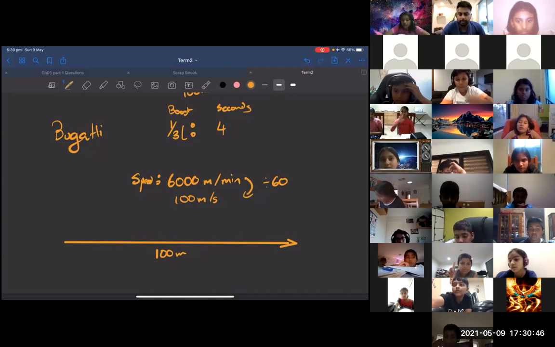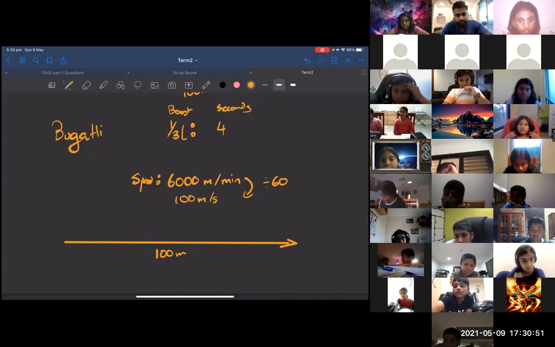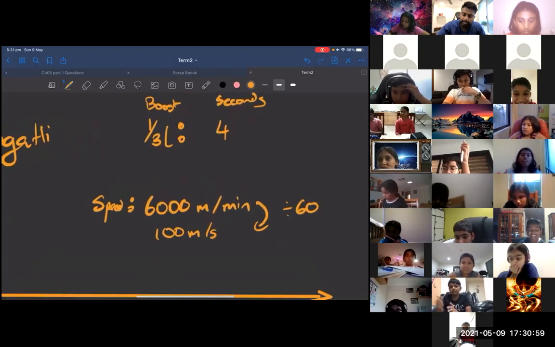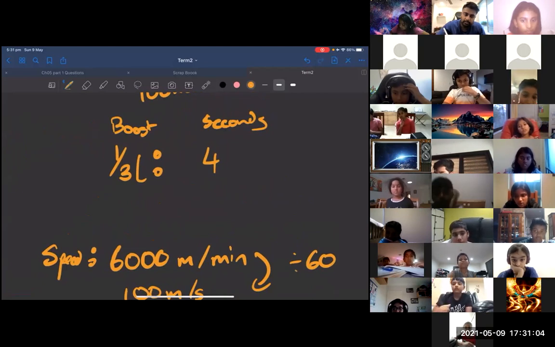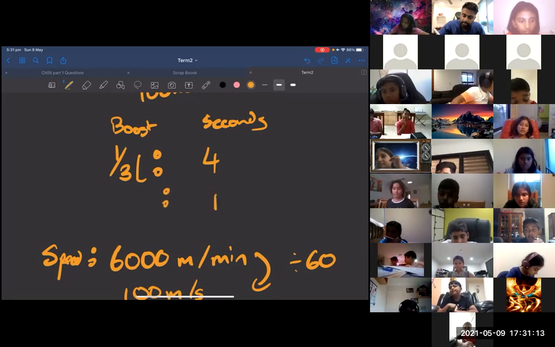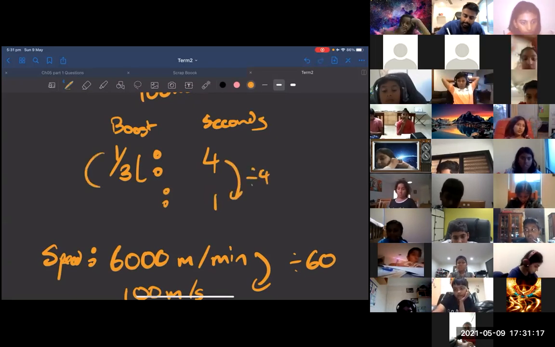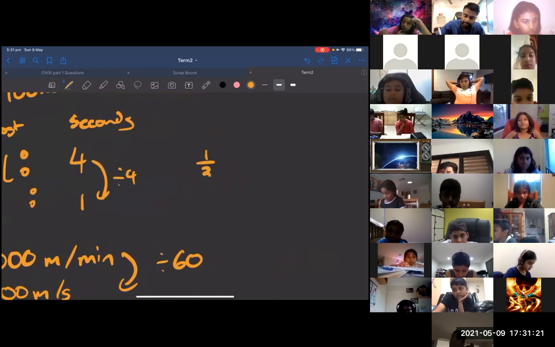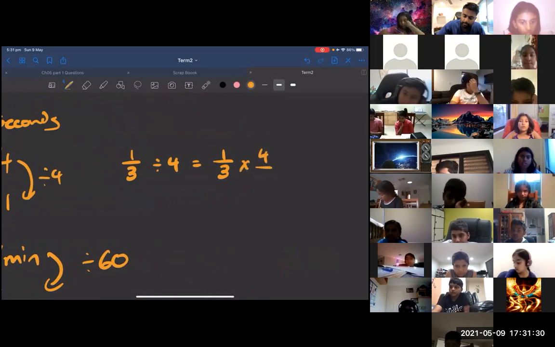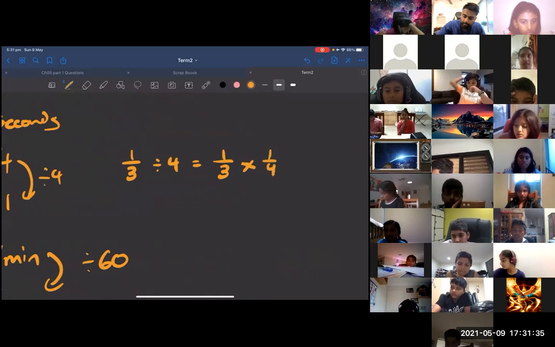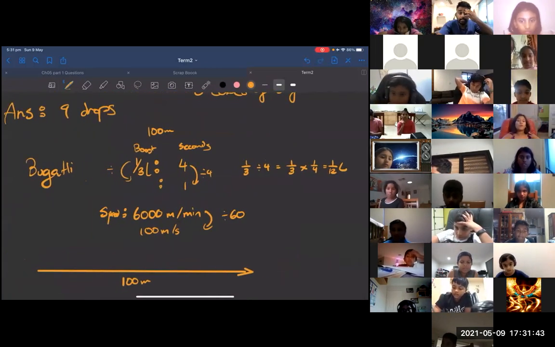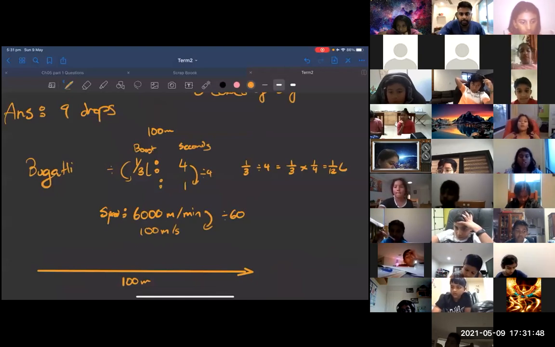How many seconds will it take? If he travels 100 meters every second, how many seconds will it take to travel the whole race course? 1 second. Exactly, 1 second, right? So it will take him 1 second. So we go back to this ratio that we had here. We know that he needs 1/3 of a liter for every 4 seconds he travels. So he only needs to travel 1 second. So how many boosts does he need? You divide this side by 4, so you divide the same by this side, you divide by 4. 1/3 divided by 4 is the same as 1/3 multiplied by 1/4. And that gives us 1/12 of a liter. So the correct answer is Adwick needs 1/12 of a liter to win the race.